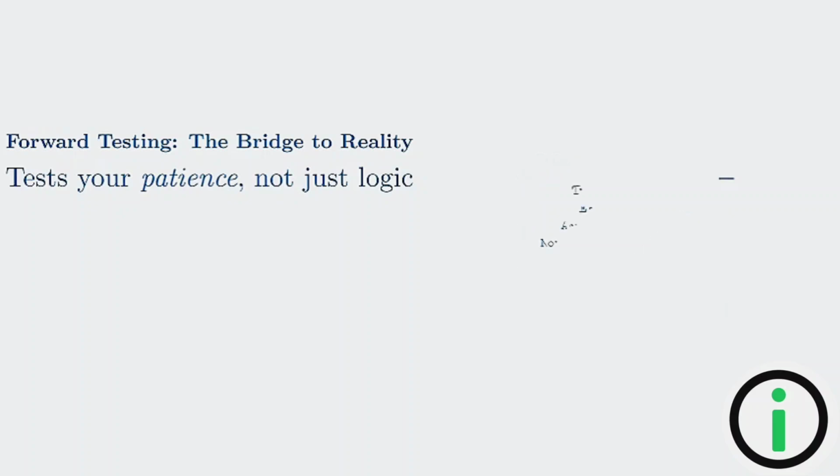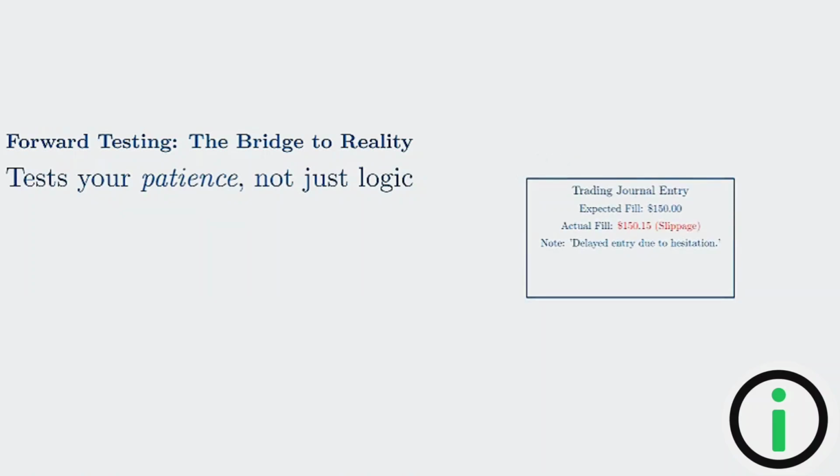When paper trading, be honest. If you are trading a stock with low volume, assume slippage, meaning you get a slightly worse price than the screen shows. Record these discrepancies in your journal. The goal isn't to make fake money. The goal is to build the habit of execution.